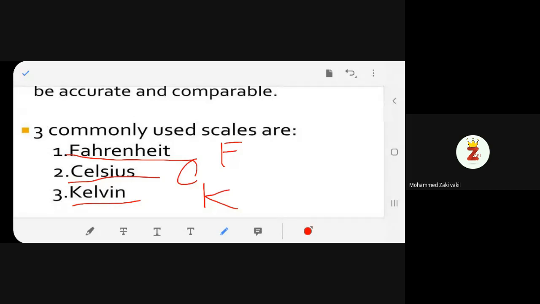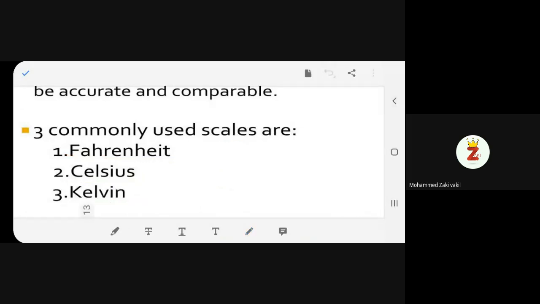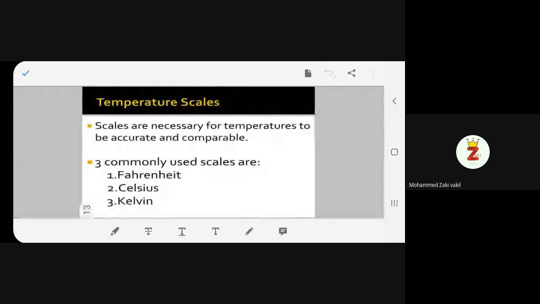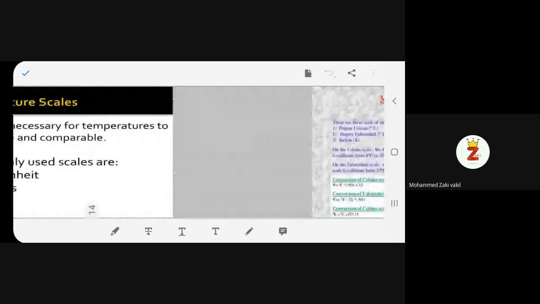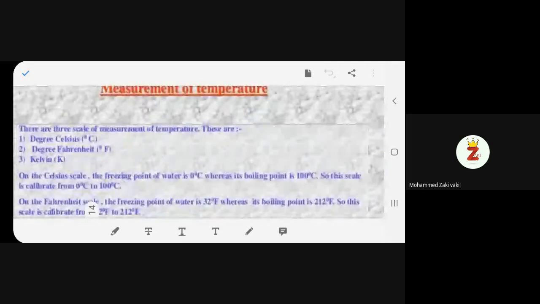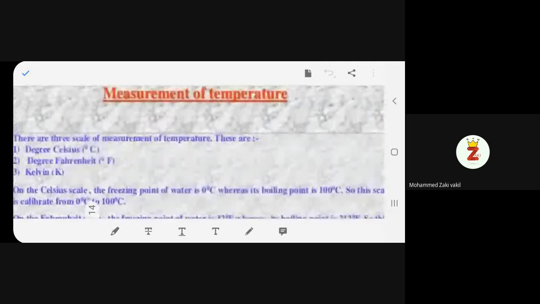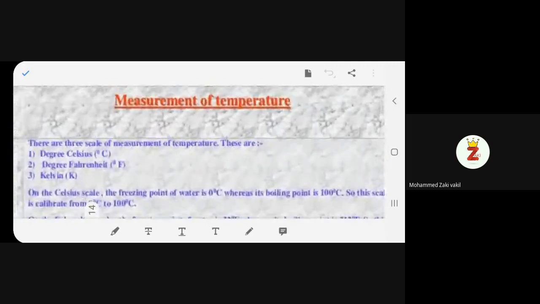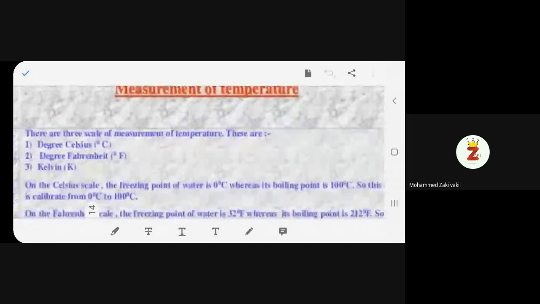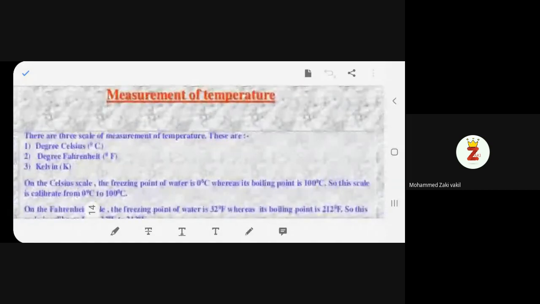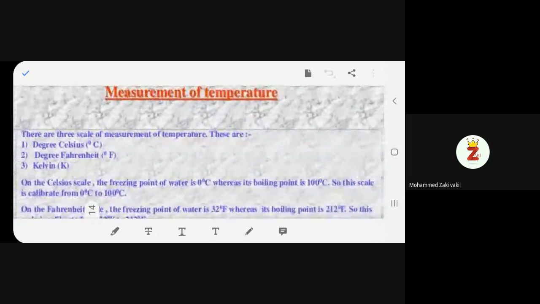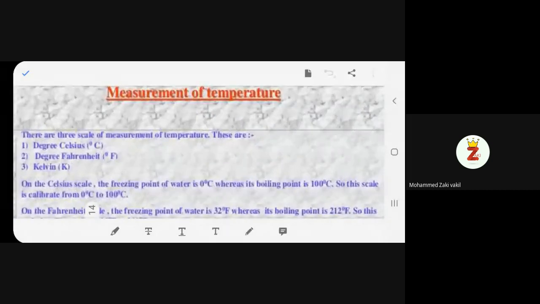Were you knowing it earlier? Yes, ma'am, but not Kelvin. I knew of Fahrenheit and Celsius, but not of Kelvin. So you got something new today. Okay, beta.